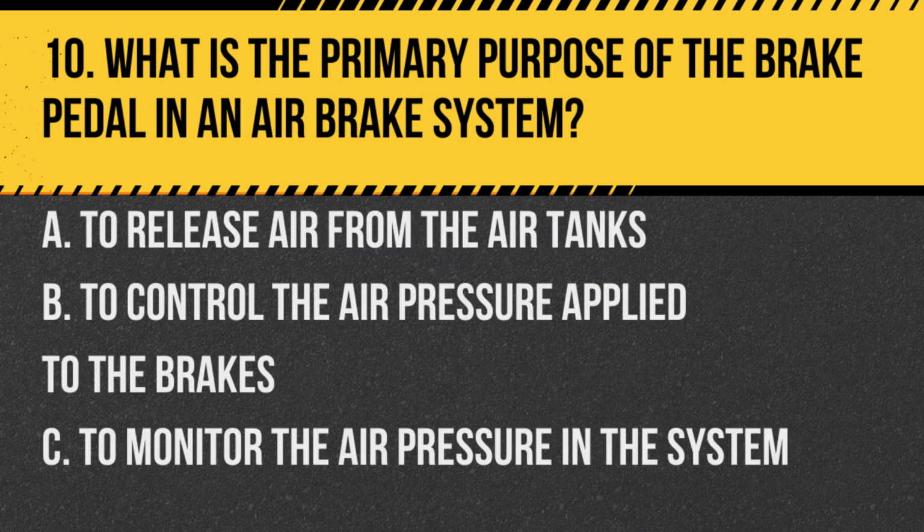Question 10. What is the primary purpose of the brake pedal in an air brake system? A. To release air from the air tanks. B. To control the air pressure applied to the brakes. C. To monitor the air pressure in the system. Answer. B. To control the air pressure applied to the brakes. The harder the pedal is pressed, the more air pressure is applied to the brakes.